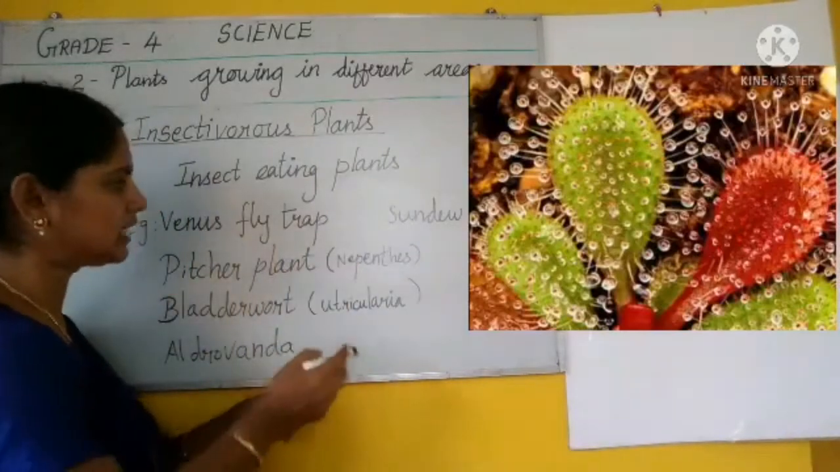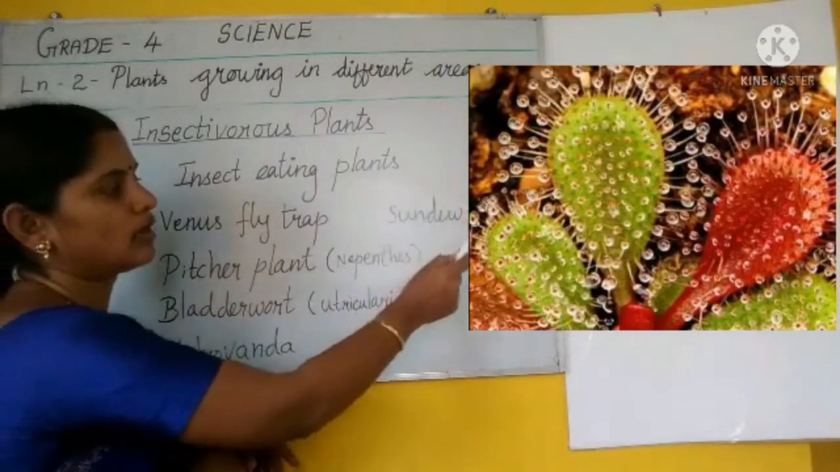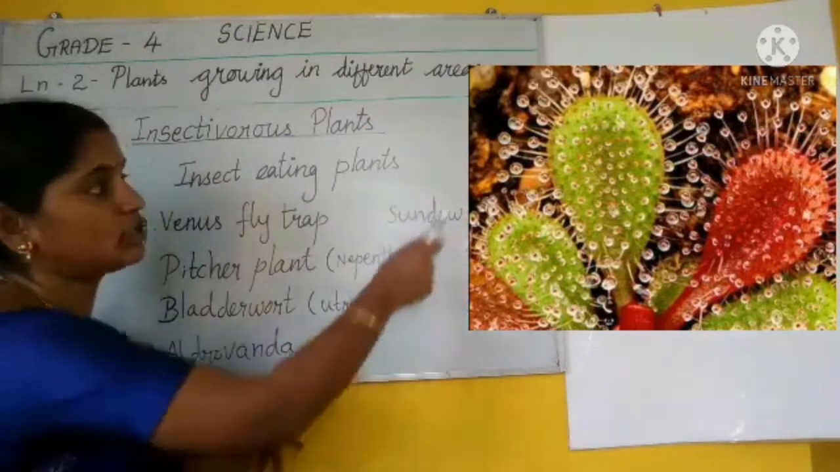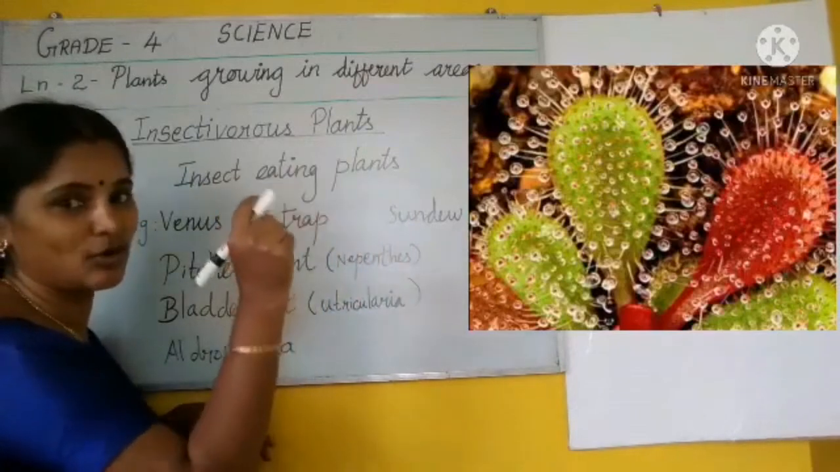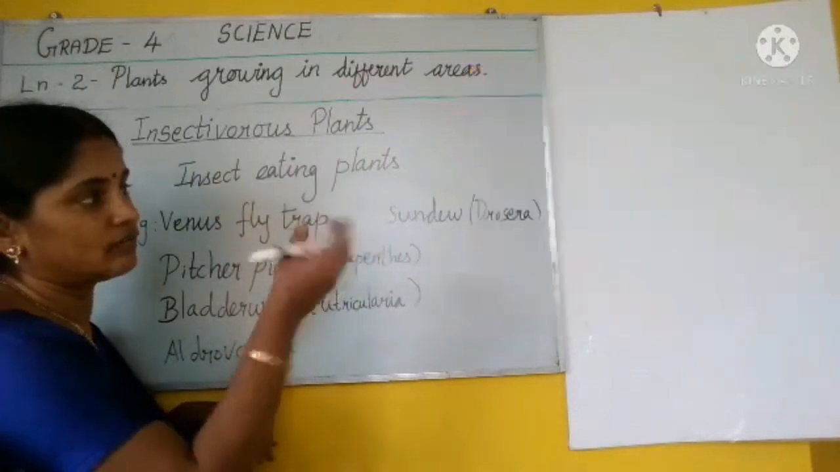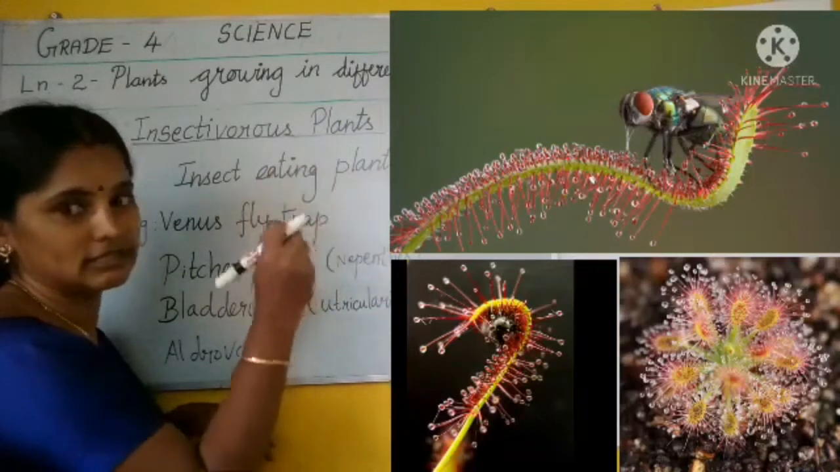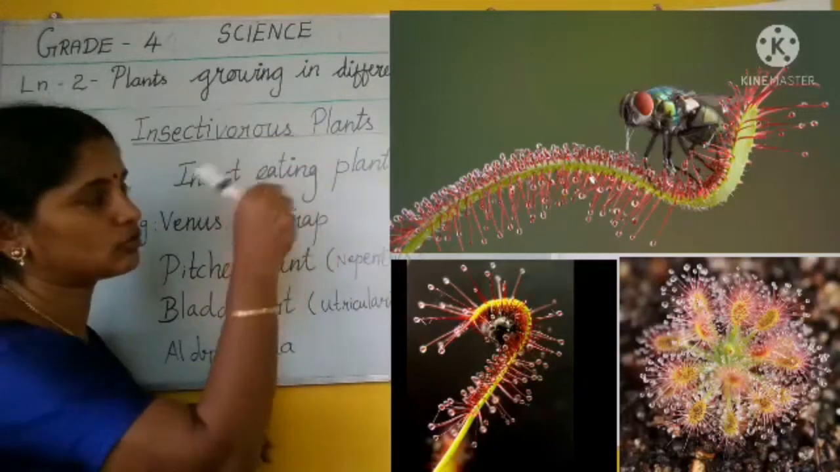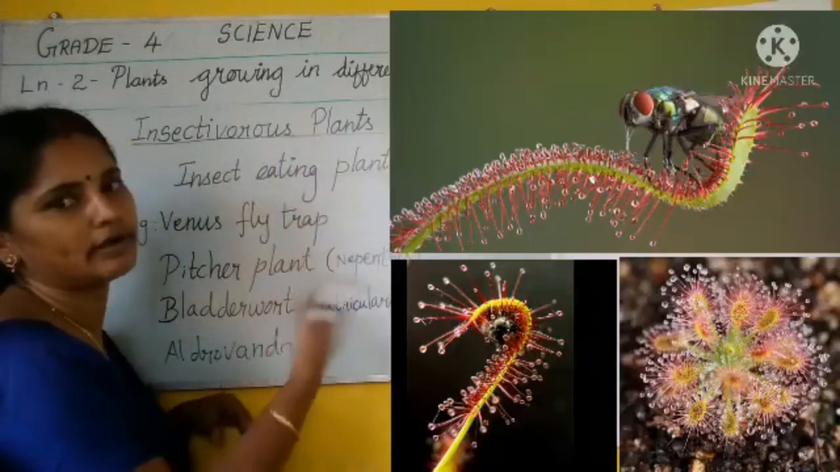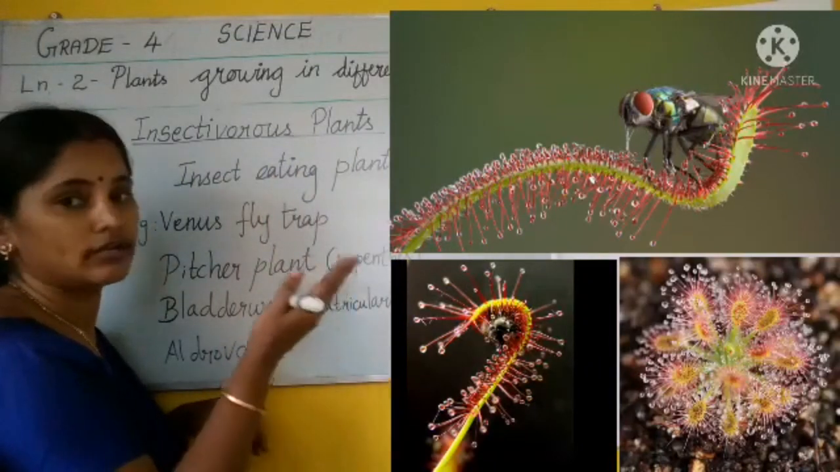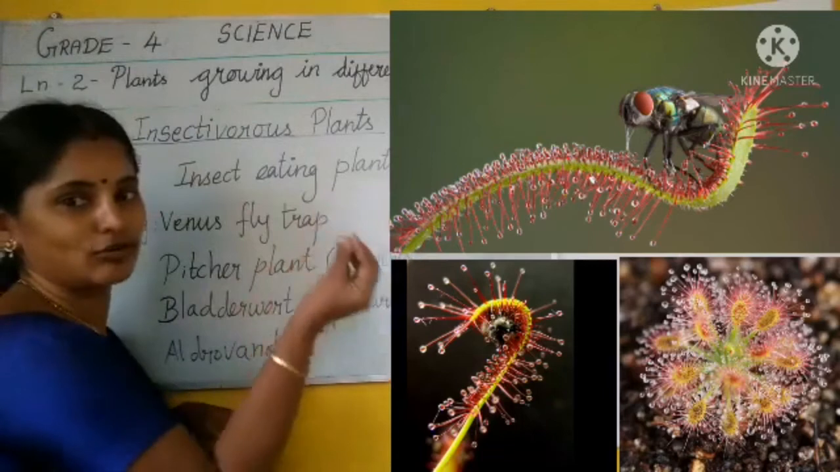Okay, class, look at this sundew. Its scientific name is Drosera. See the tentacles, the white-colored edges are there, no? The insects are attracted by the sticky tentacles and the clear white dots. These tentacles attract the insects, and the insect gets trapped and digested. Okay, this is the sundew, because it looks like the sun.